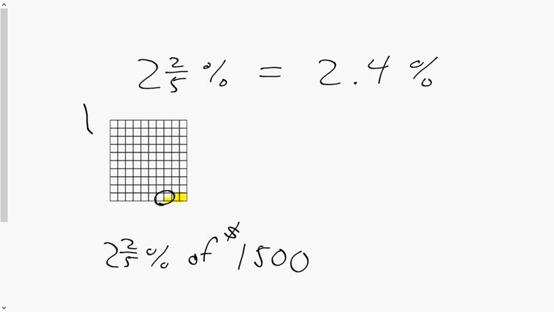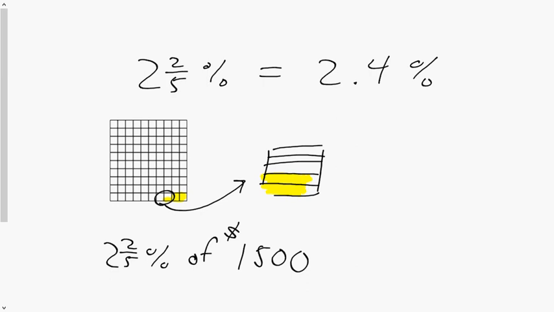I'll take this square, bring it over here to magnify it. 4 lines make 5 parts. Shade in 2 of them. And this picture here represents 2 2/5%, or 2.4%. Okay. And what is decimal 0.4 if I read 2.4%? That's 2 4/10, right? 2 4/10.